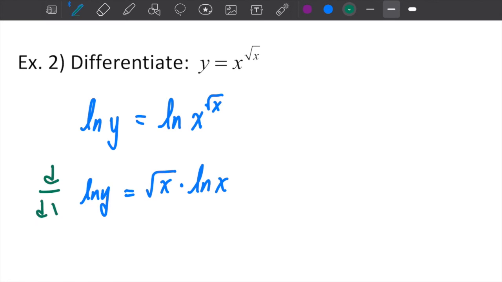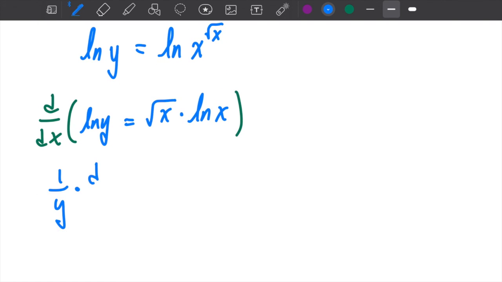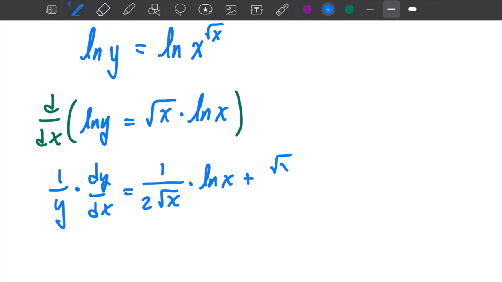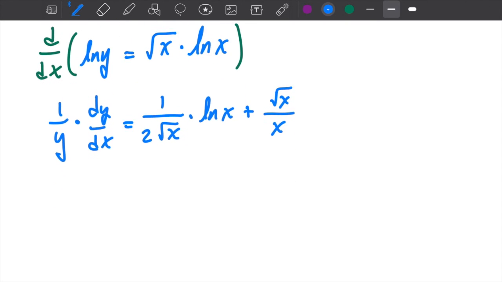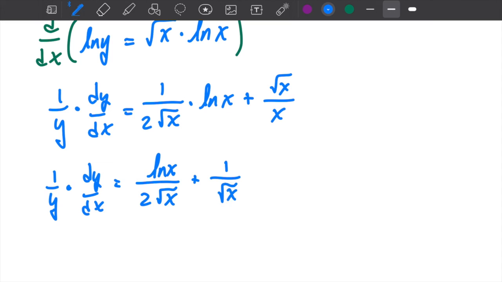Differentiating, we have 1 over y dy dx, derivative of the first, 1 over 2 root x, keep the second the same, ln x. Add to that the first times the derivative of the second. Derivative of natural log is 1 over x, so we have square root of x over x. So we have 1 over y multiplied by dy dx is equal to natural log x over 2 root x plus 1 over square root of x.